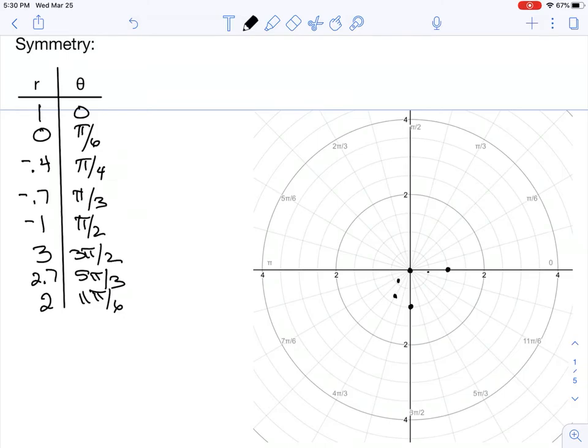At 3 pi over 2, we're at 3. 1, 2, 3. At 5 pi over 3, we're at 2 and 2.7, so right about there. And at 11 pi over 6, we are down at 2. So I don't know if you can see this really well, but it kind of looks like it's making a treble clef. Do you see how it's kind of like that? Well, the other side, we'll do the other half of that, and it'll look exactly the same.